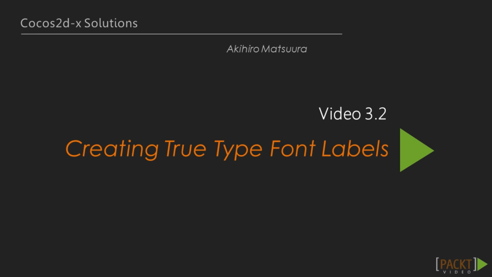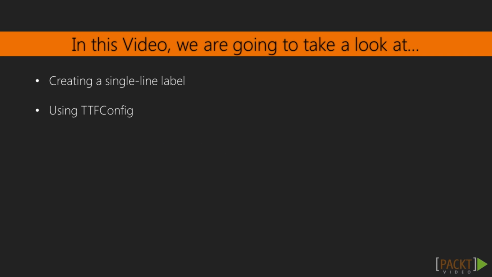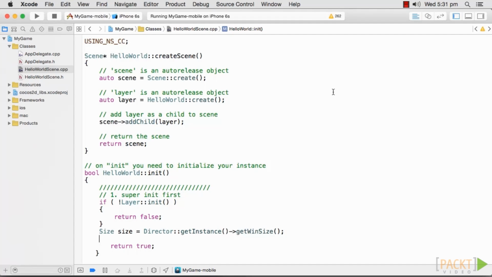We saw how to create system font labels in the last video. Let's create a label with TrueType fonts in this one. In this video, we're going to take a look at creating a single-line label using TrueType fonts. We'll also look at creating labels using TTF config. Let's get started. TrueType fonts are fonts that you can install into your project.